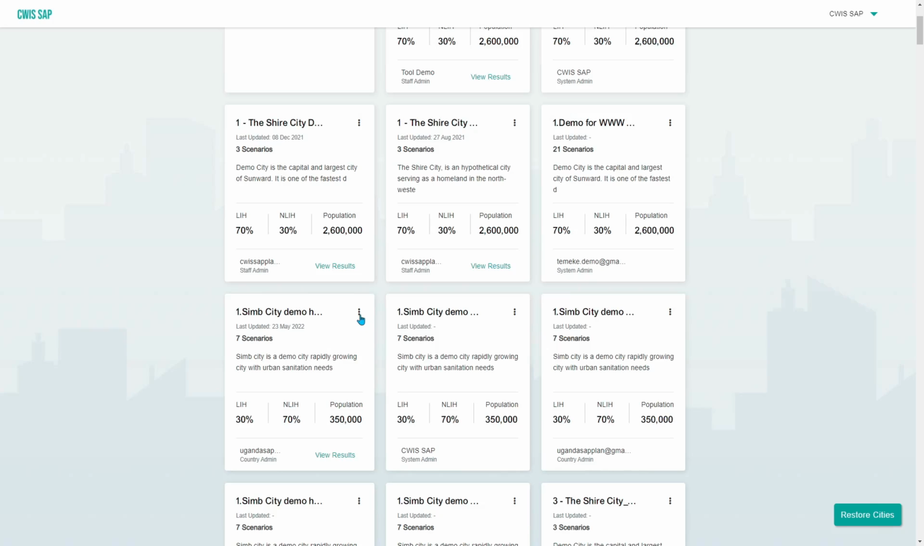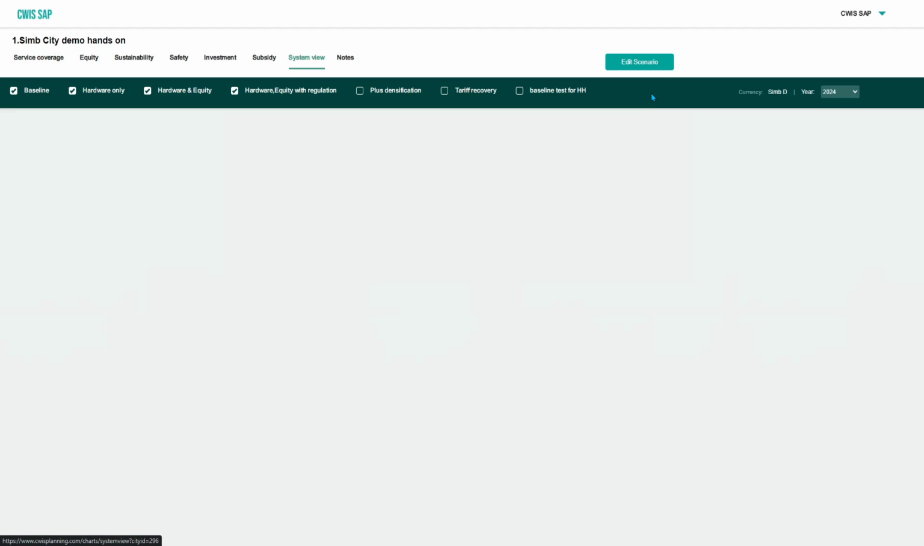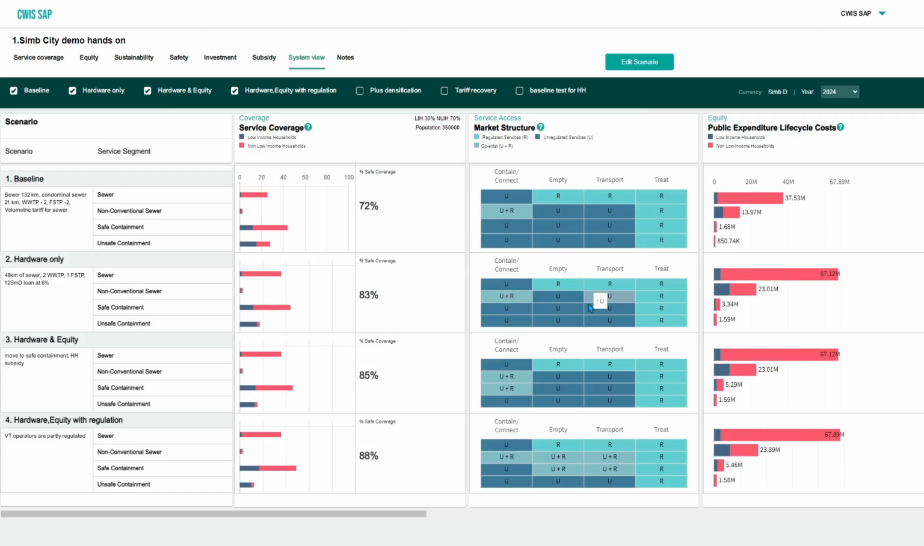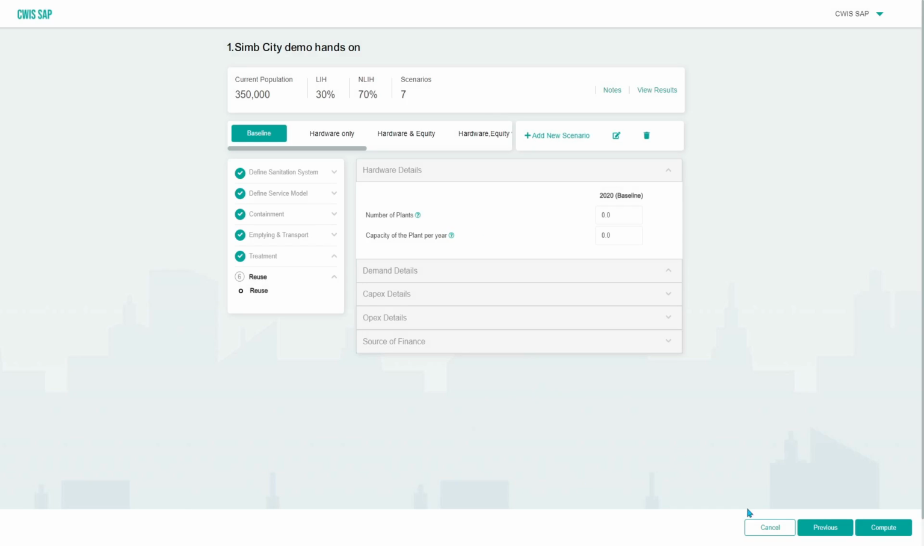For this demo purpose, we have already completed the data entry in the input section. Already computed results can be viewed by pressing the View Results button on the City Management page or by pressing the Edit Scenarios. Either way, we would be landing on the Systems View page. We go back to the Edit Scenarios. Any changes done to the input data would be reflected in the output charts only when the user presses Compute at the end of the Reuse section.